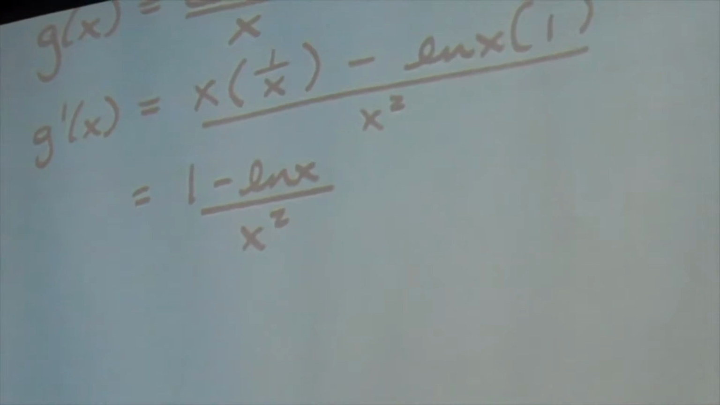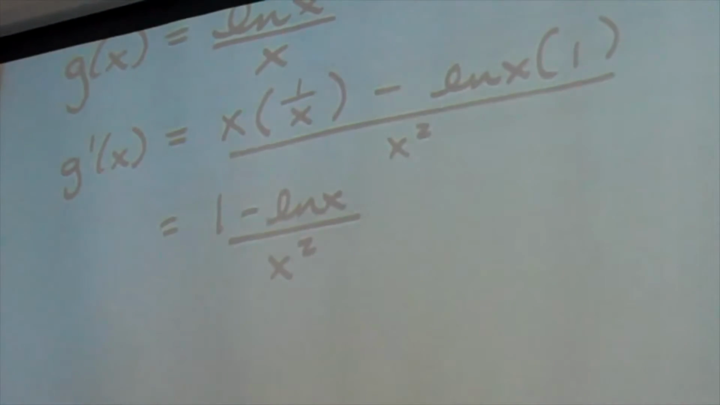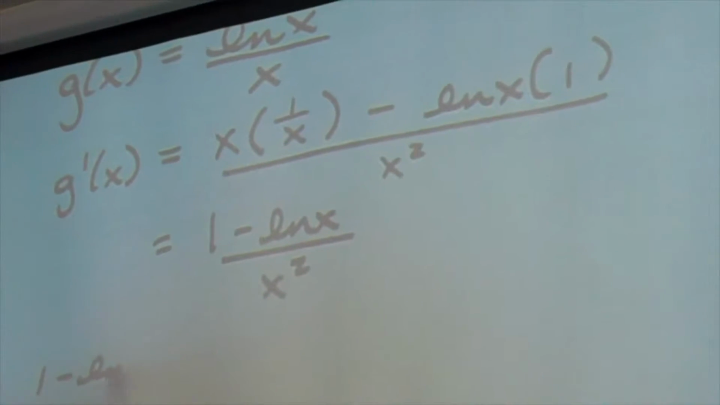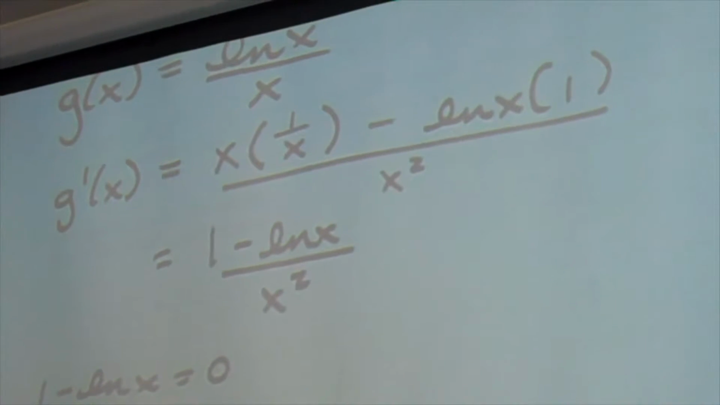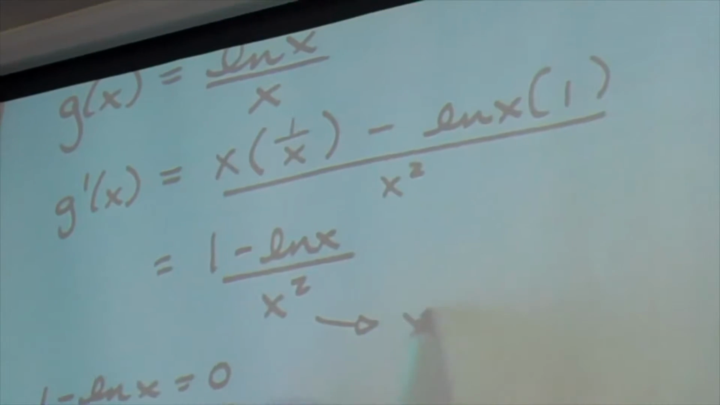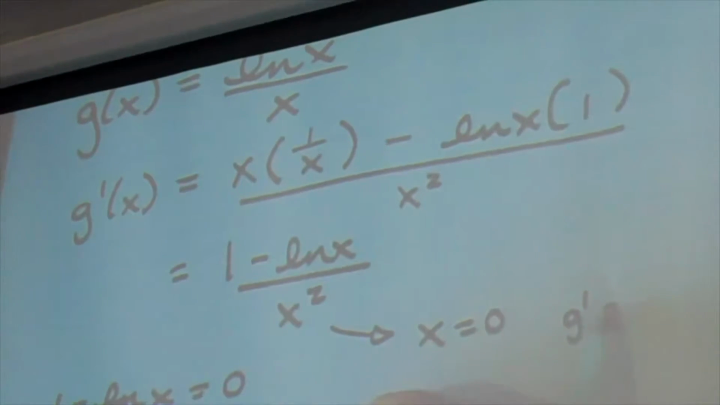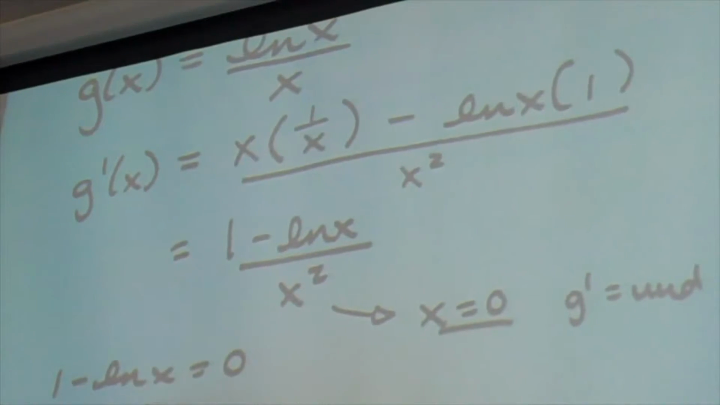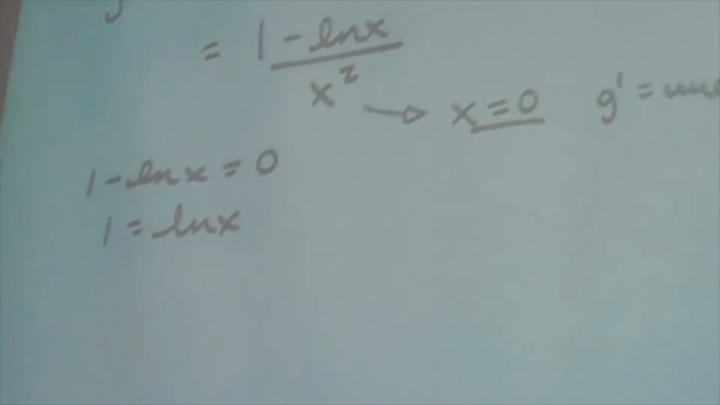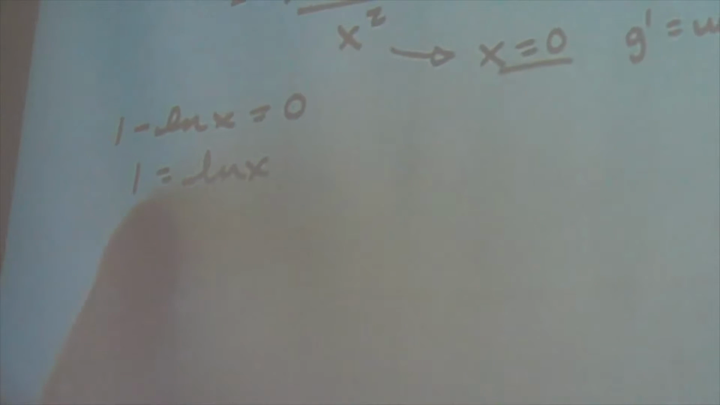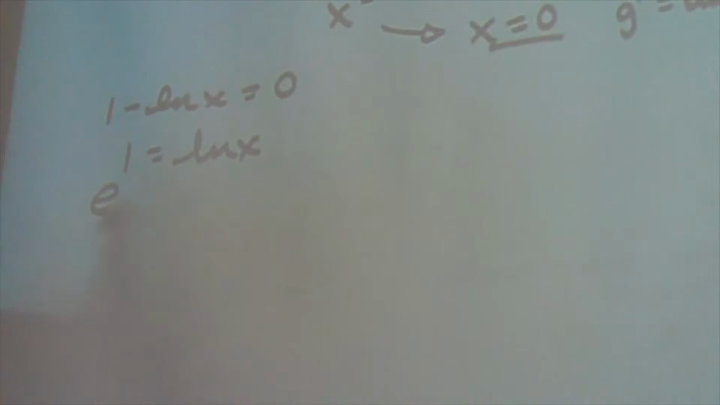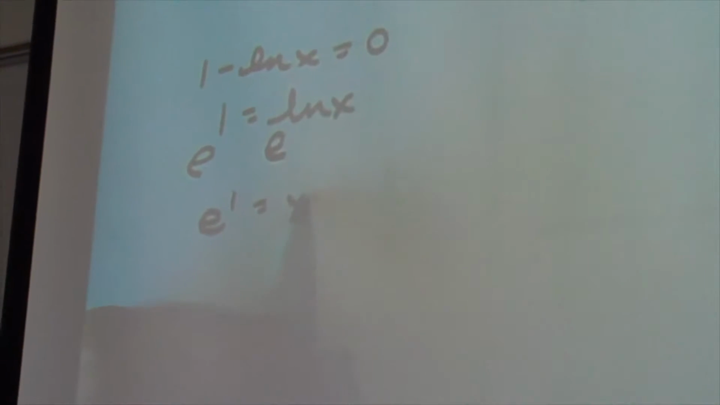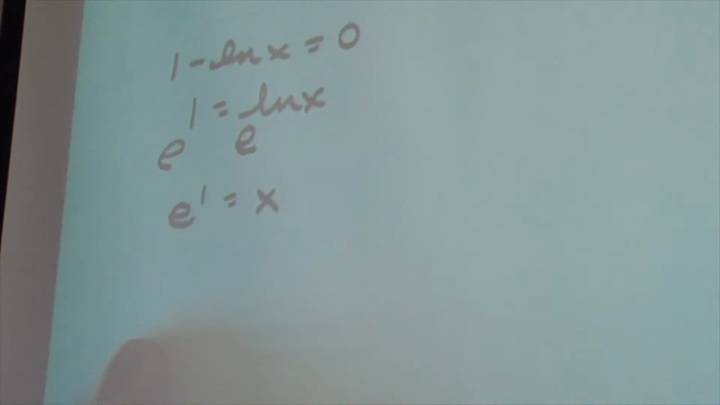Can it also be undefined? It could be undefined as well. So 1 minus the natural log of x would make the thing equal 0. What would make it be undefined? If x equals 0, then g prime is undefined. So we have to check both of those. Okay. So if I get 1 equals the natural log of x, let's exponentiate both sides: e to the 1 equals e to the natural log of x, so e to the first would equal x. So I have two critical numbers here, 0 and e.